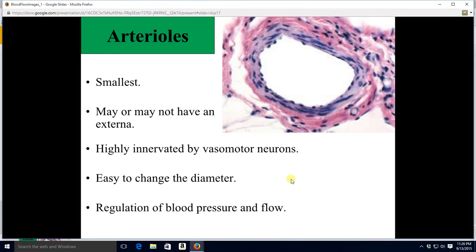Hey folks, we are back. Back for another lecture on blood vessels. Another short little lecture, another 10-minute lecture. That's how we're doing things now.